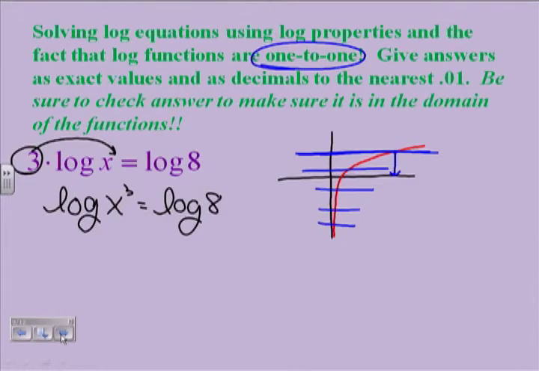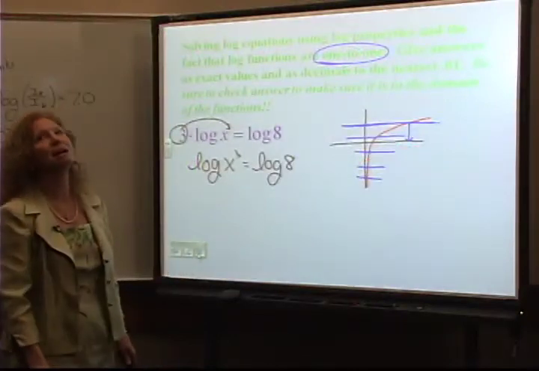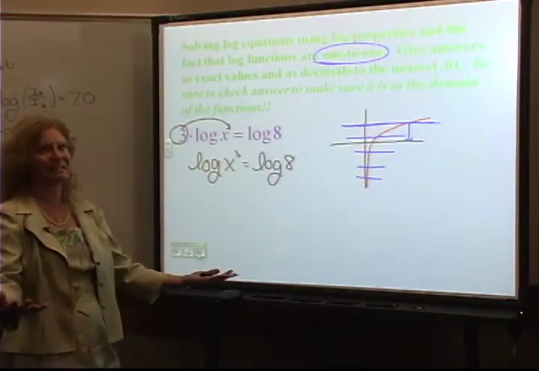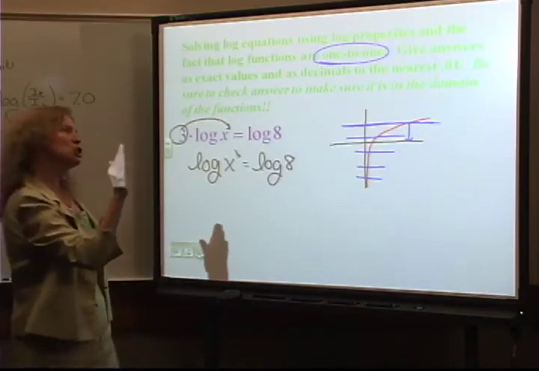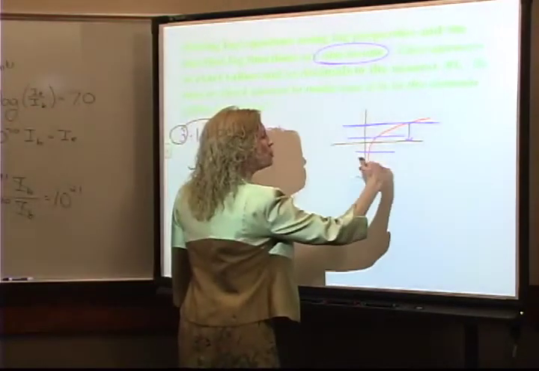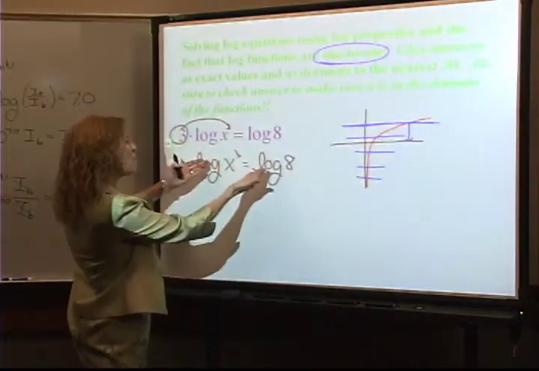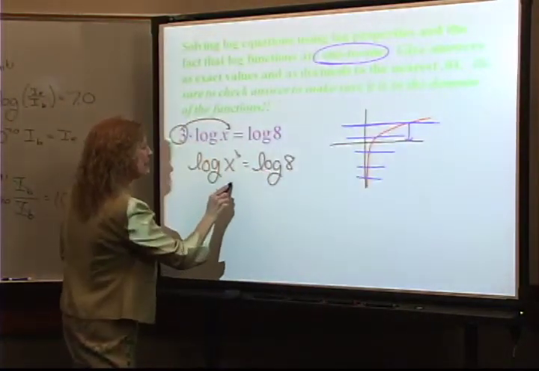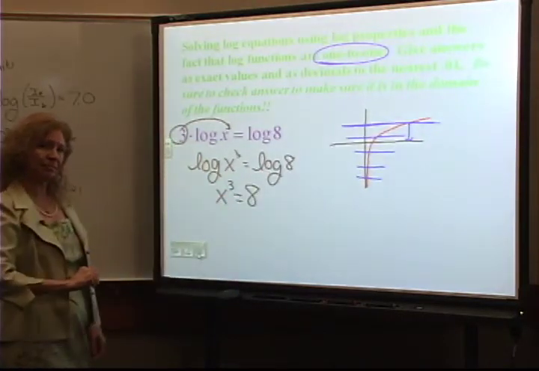So it is totally legitimate. I am not dividing off the logs. I am not subtracting off the logs. And I'm certainly not erasing the logs. What I'm doing is using the fact that the logarithm function is 1 to 1. So if the outputs are equal, the inputs must also be equal. Okay?